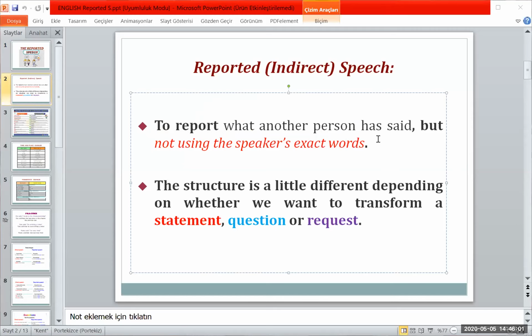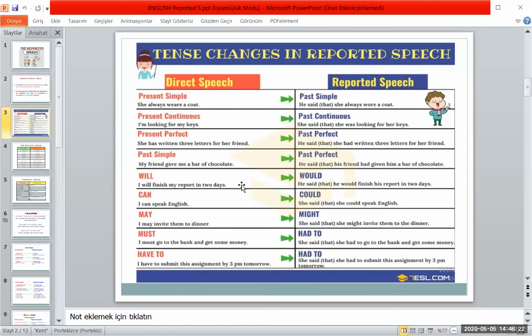The structure is a little different depending on whether we want to transform a statement, a question, or a request. This request is out of question for the time being. We'll be focusing on these two things, one of which is statement, the other is question. And today, statement. So the main change.